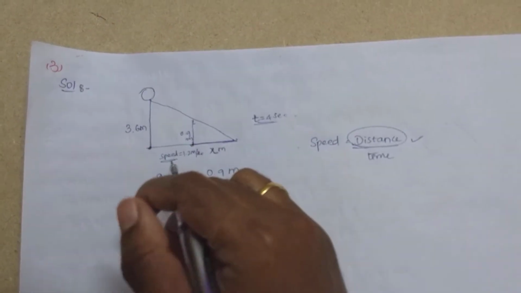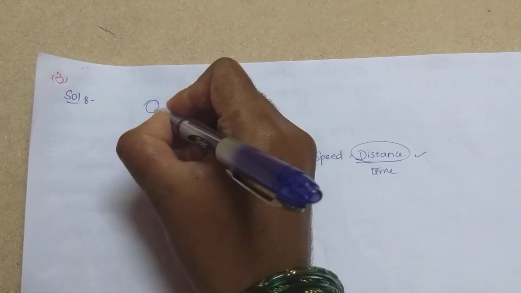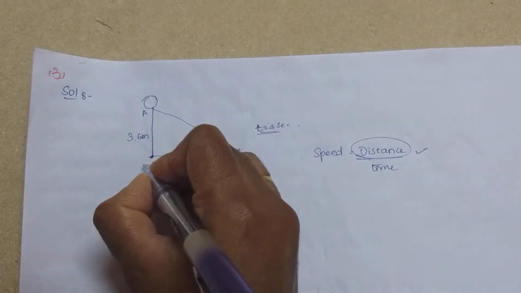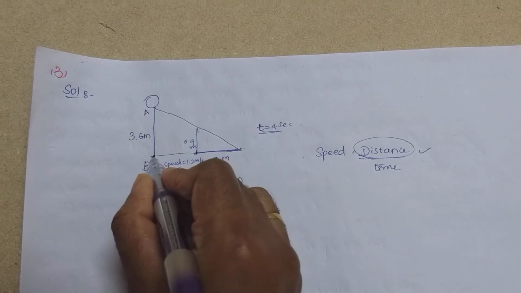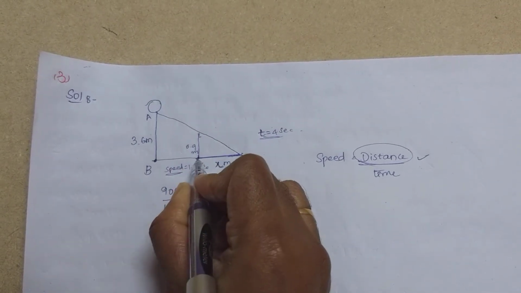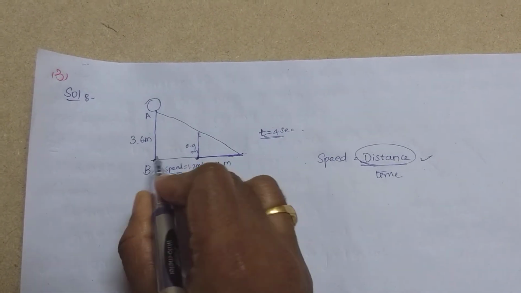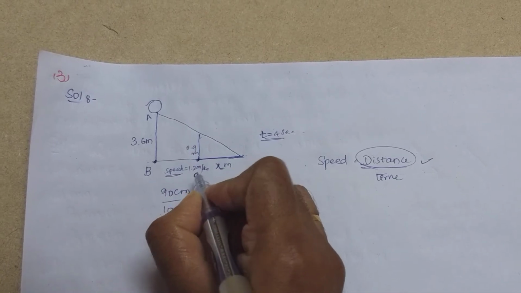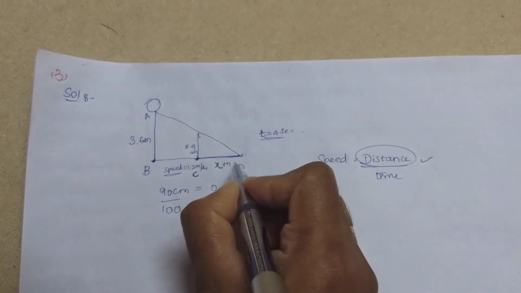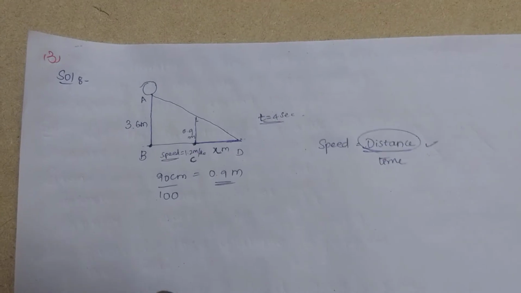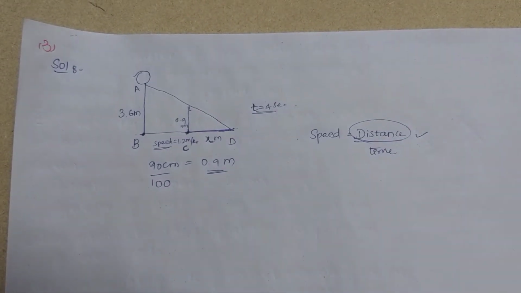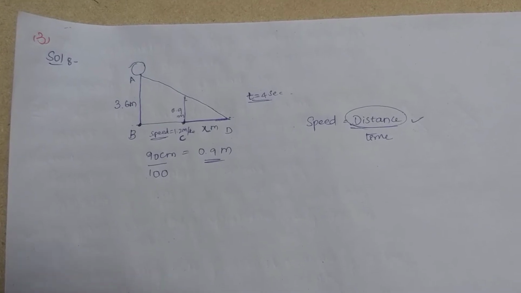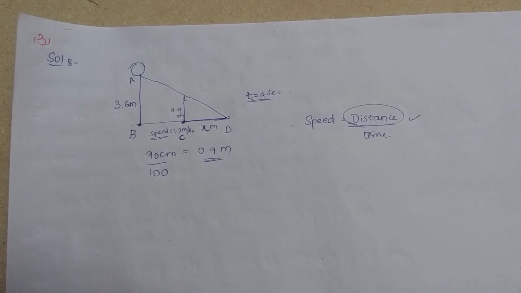So what do I do here? I just assume that the length of the lamp post is AB. The distance traveled by the girl from B to C, and after that the length of the shadow will be CD. Clear? So this is what I have assumed. Let us plot it on paper now. Whatever we have discussed till now, let us write it here.